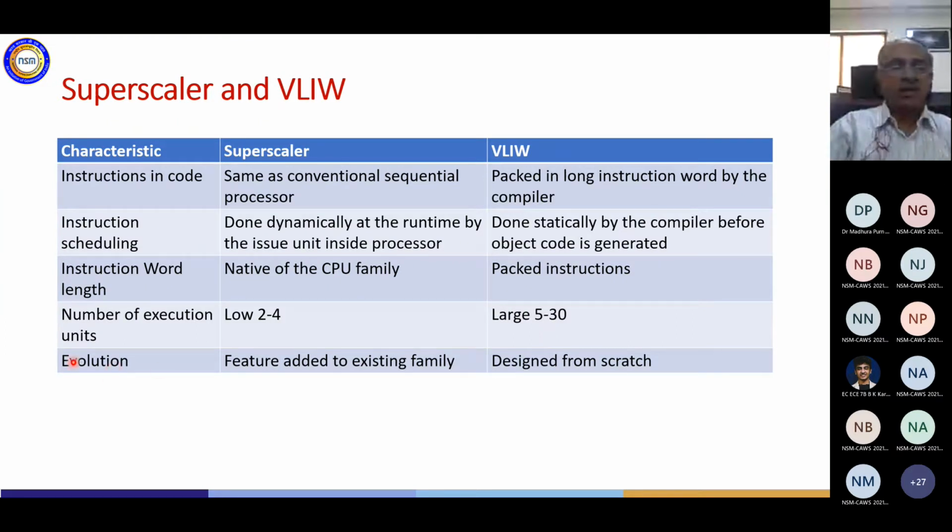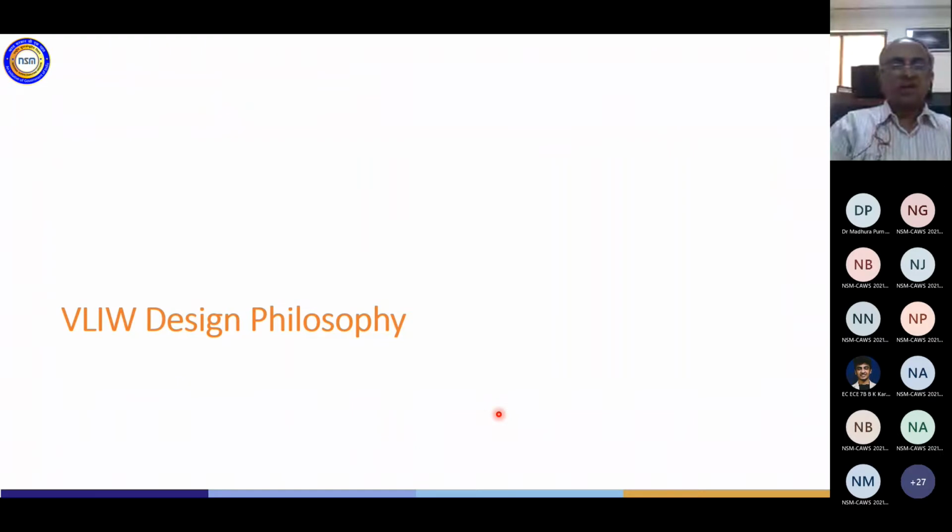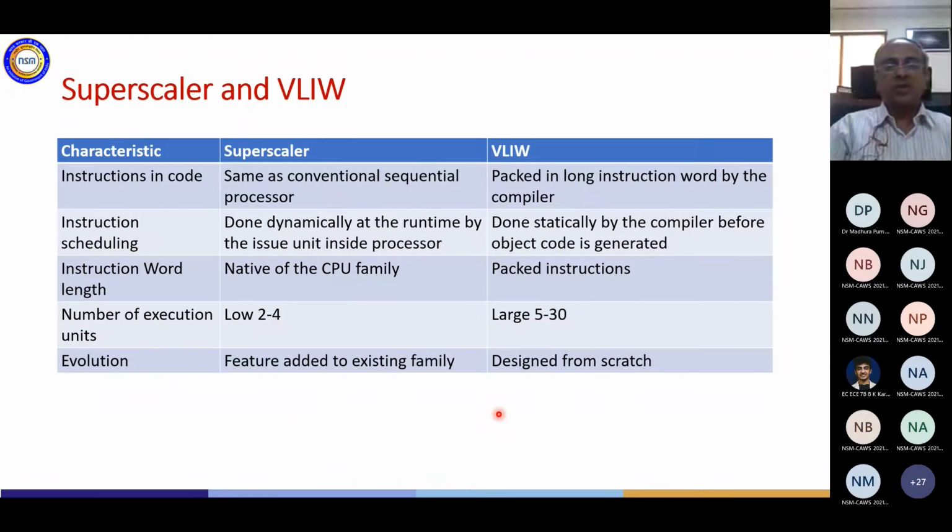How has it evolved? 486 became 586 or Pentium, that's how a feature was added inside the CPU. Everything outside is no change, whereas VLIW is designed from scratch. So here it may be a good time to take some questions because we have seen some important aspects of VLIW and I want you to understand this.